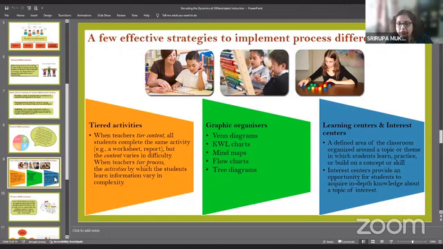Another very effective strategy of process differentiation is using graphic organizers. Now, there are many examples and many types of graphic organizers that we can use. We can use Venn diagrams. We can show mind maps, because mind maps, I think, is something that really works for a lot of learners. We can use flow charts. We can use KWL charts.